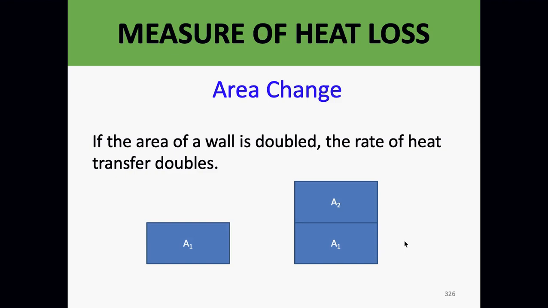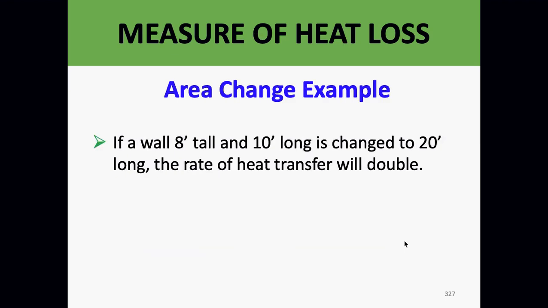Anytime we have area that's doubled, the rate of heat transfer doubles. That's not thickness, that's area. Okay, square feet. If a wall is 8 foot tall and 10 foot long and it's changed to 20 foot long, the rate of heat transfer will double.